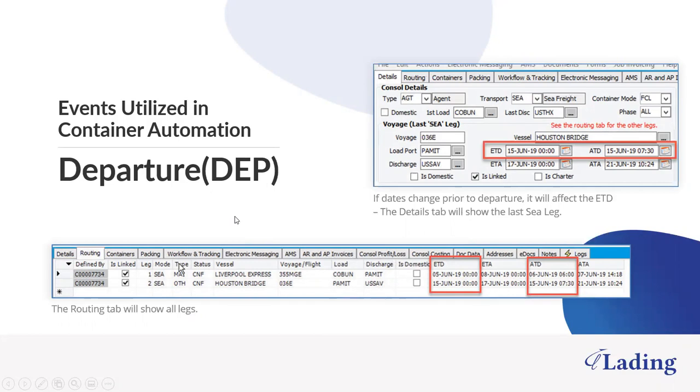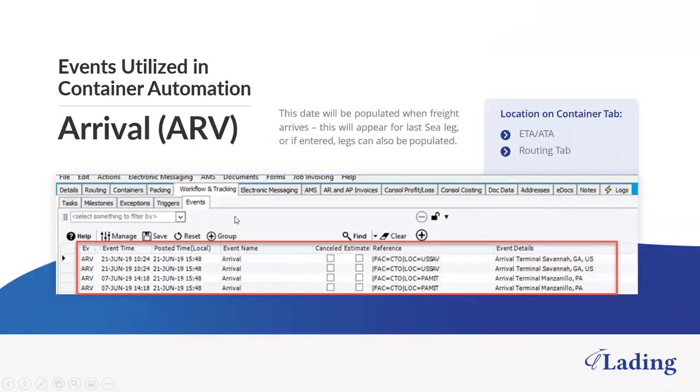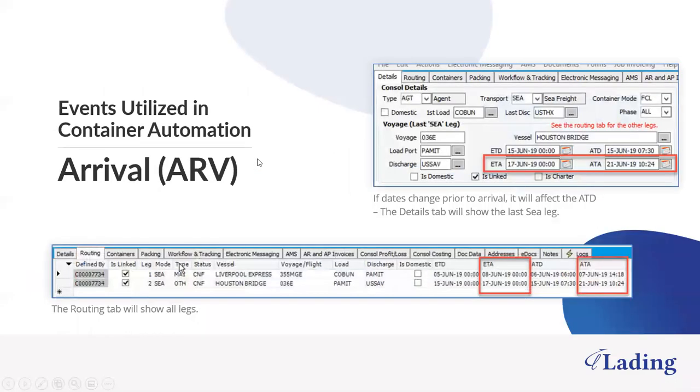Same thing goes for arrival. Arrival works very similar. So here's my arrival. It arrived in Manzanillo on June the 7th. And it arrived in Savannah on June the 21st. Again, this is a different record. So if I go to the arrival tab, there's the 21st when it arrived in Savannah. But because I have good legs here, it populated the legs as well.